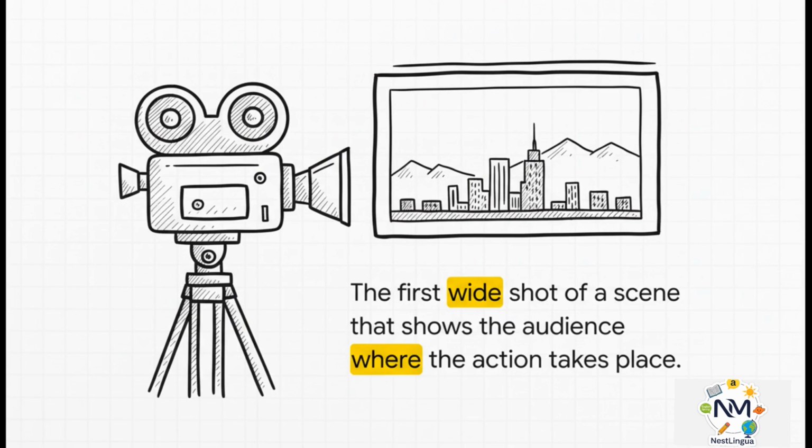Next, we've got the establishing shot. This is usually the very first shot of a scene. A big, wide view that shows the audience exactly where we are. Think of a huge, sweeping shot of an ancient castle before we go inside to meet the king. It sets the stage for all the action that's about to unfold.